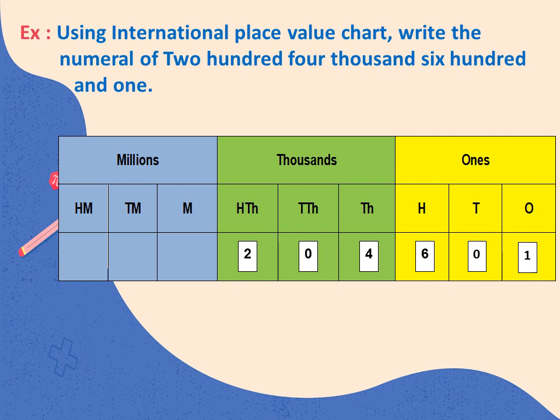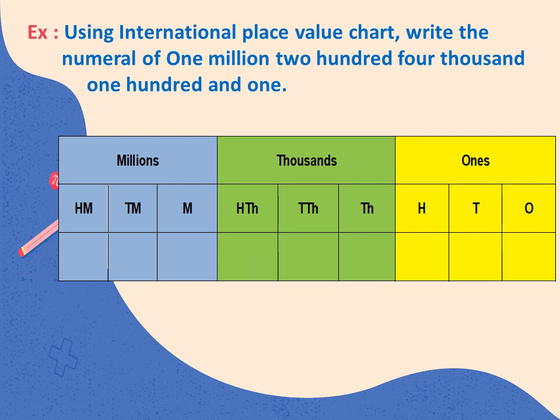Next step, we need to write all these digits and separate the periods by a comma. So how to separate the periods? 204 is the thousands period, so 204 comma 601. That is 204,601.